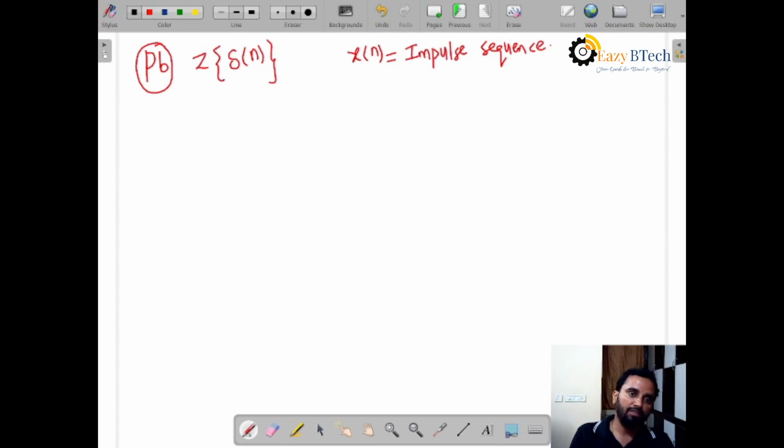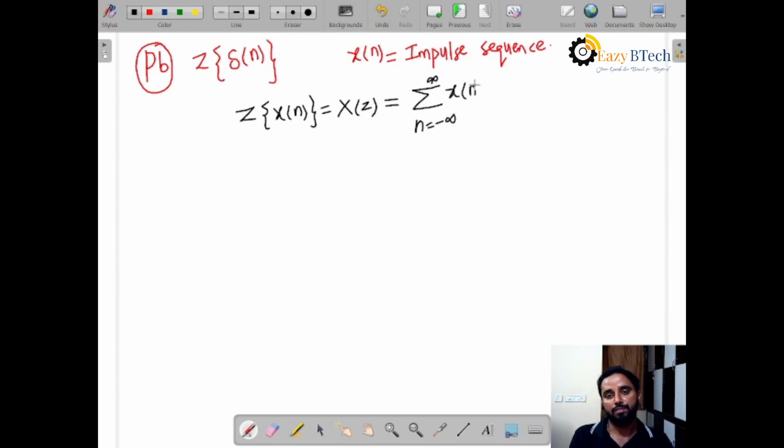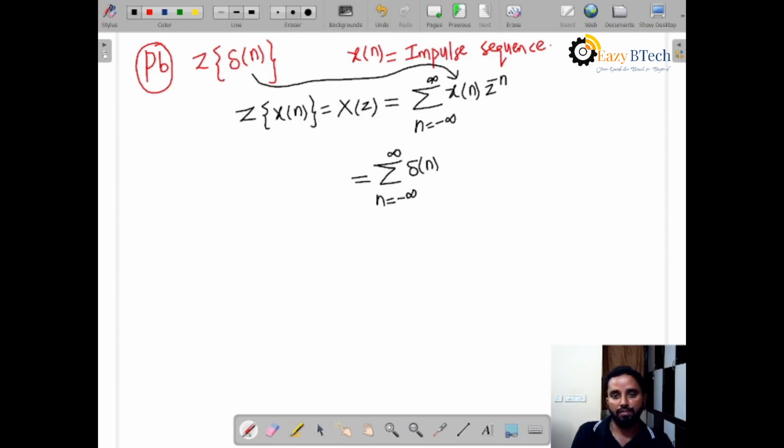So first we take the formula. Z transform of a signal x of n is equal to X of z, which is equal to summation n is minus infinite to plus infinite x of n z power minus n. Now the given signal is del of n. So do substitution of that. So n is minus infinite to plus infinite. In the place of x of n, we put del of n z power minus n.